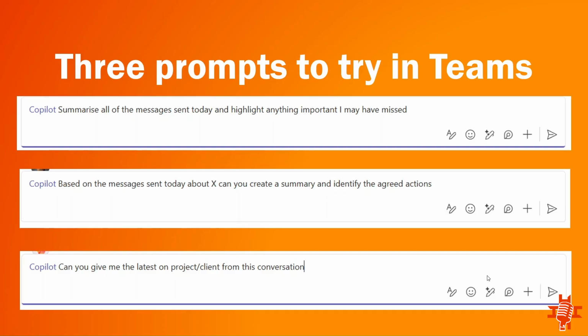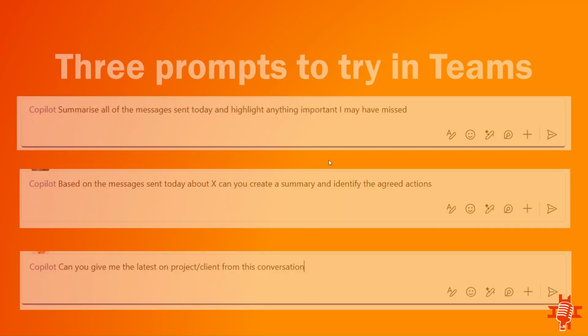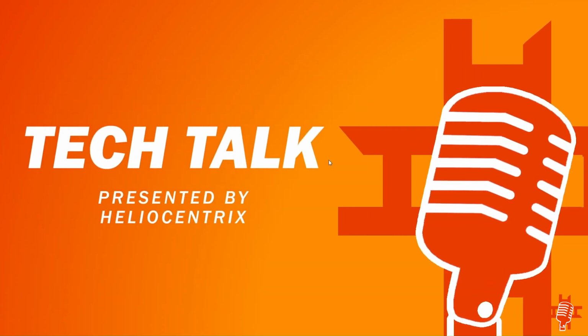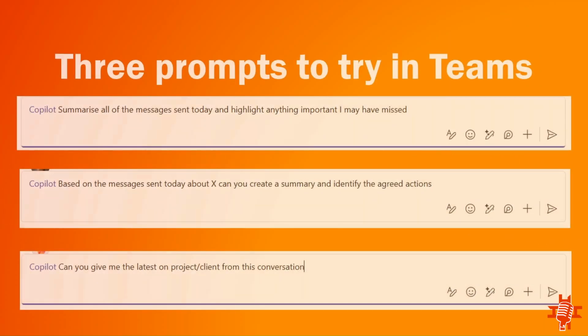The first one is you can ask Copilot to summarize all of the messages sent today and highlight anything important I may have missed. So that one can be quite useful for a group chat, for example. If all of your team are in a whole company group chat, or just your team is in a group chat, and perhaps you've been out of the office or you haven't had a chance to check your messages, rather than reading through everything, you could send it that prompt and it will just give you an output nice and easy. So you can highlight anything that's important. Obviously, just remember that that will be visible to everybody who's in the chat.